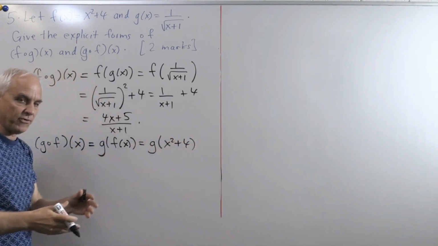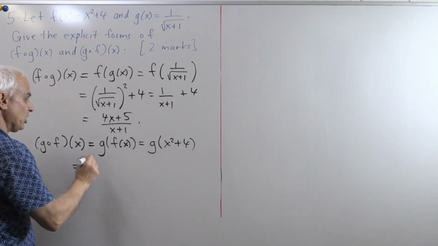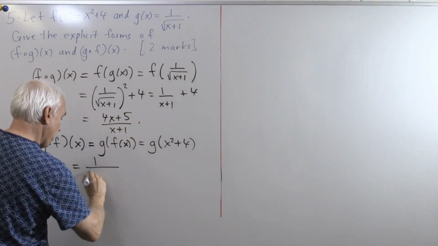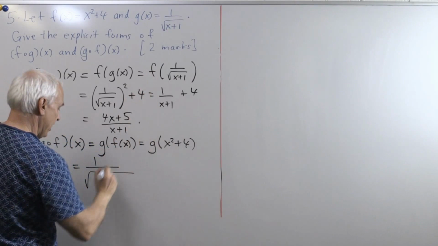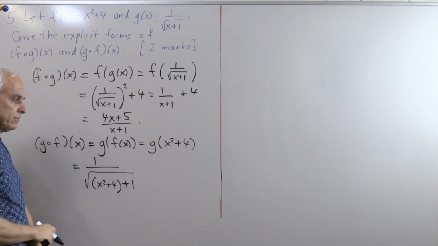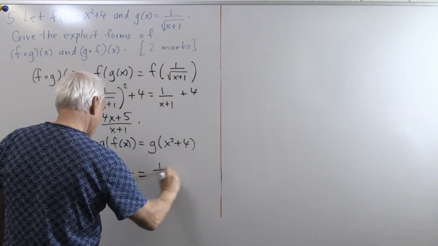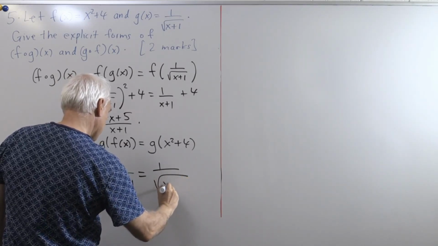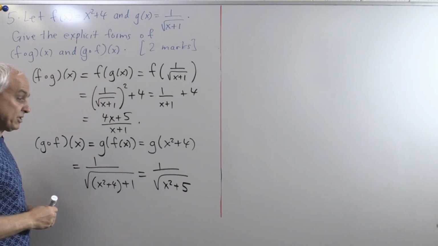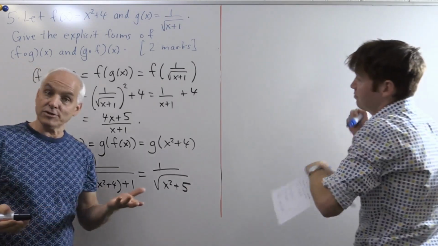So I'm doing it in 2 steps so that I'm doing this systematically and I'm not going to get confused. And now the g of something is 1 over the square root of that something plus 1. So it's 1 over the square root of, and I have to replace the x up there with x squared plus 4 plus 1. So in the formula for g, I'm just replacing the x with x squared plus 4, and I get 1 over square root x squared plus 5. In particular, we see that the composite in this direction is different from the composite in this direction.